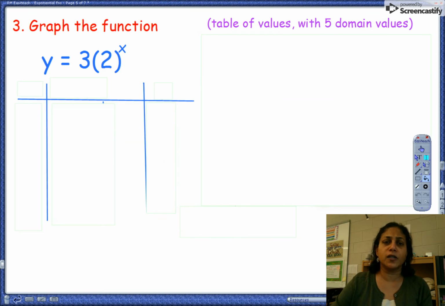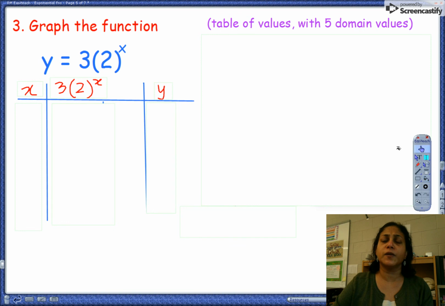The next thing you're going to learn is how to graph functions. And you want a table of values with 5 domain values. These are slightly difficult. Later on, you're going to do them all on the graphing calculator, but you still need to know how to basically do this graphing. So your first column will be your domain. Your second column is your function. And the last column are your y values.